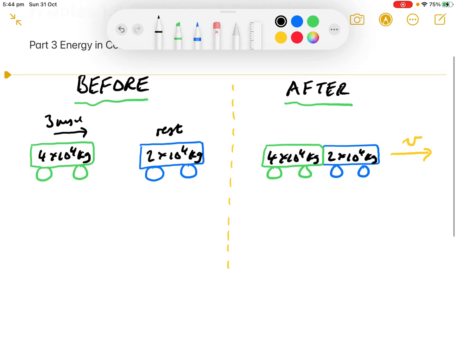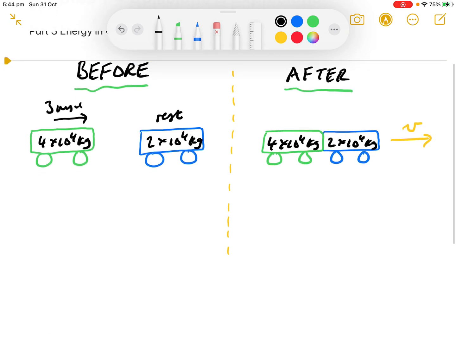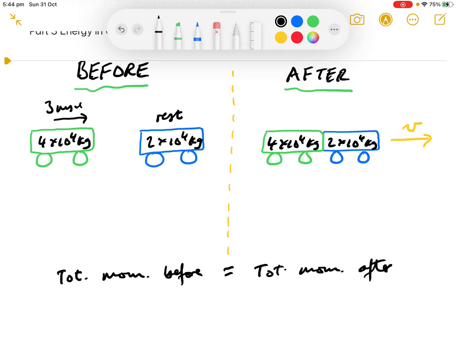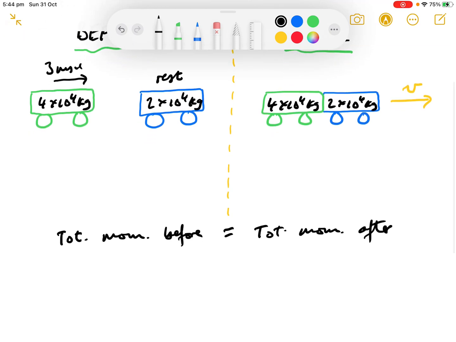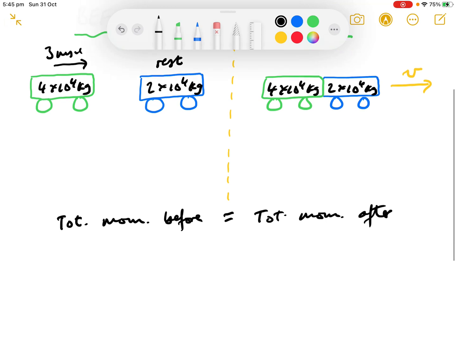So momentum first. We can always say, because it's universally true, that no matter what happens, the total momentum before will always equal the total momentum after. So, irrespective of what happens with energy, the law of conservation of momentum is always true. You don't need to know anything about the energy to know that the momentum is conserved.